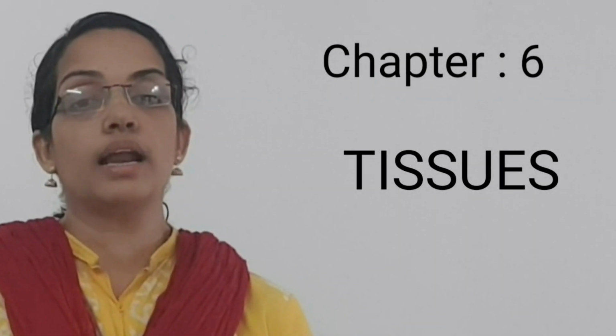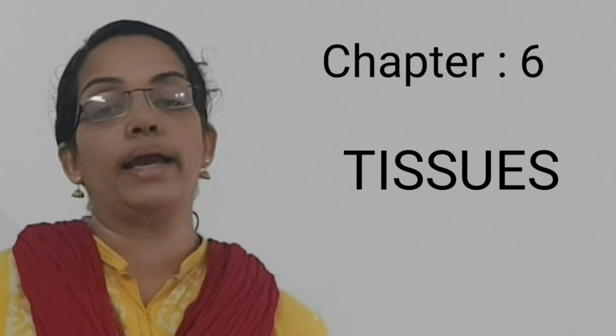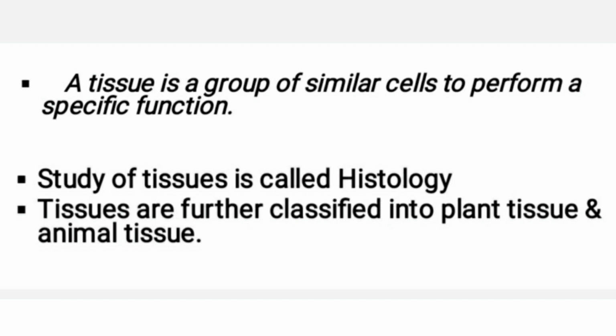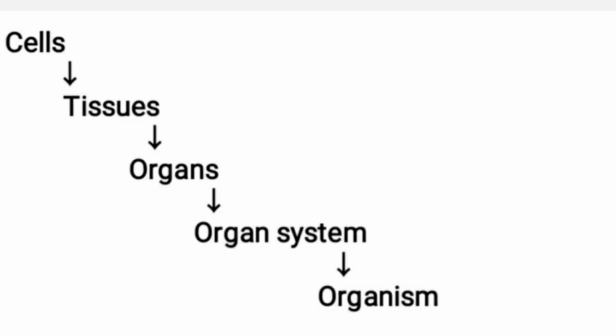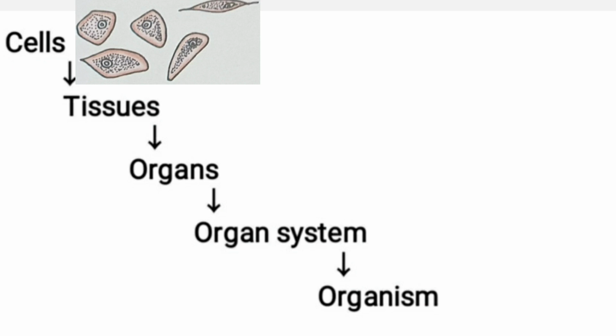Tissues are further classified into plant tissue and animal tissue. This is because the structural and functional organization is different in both. Plants are stationary or fixed. They don't move. Animals, on the other hand, move around in search of food, mates, and shelter. Most of the plant tissues are dead. Most of the animal tissues are living.